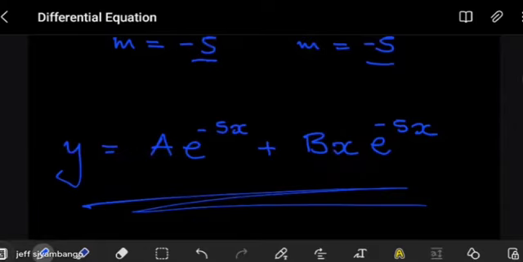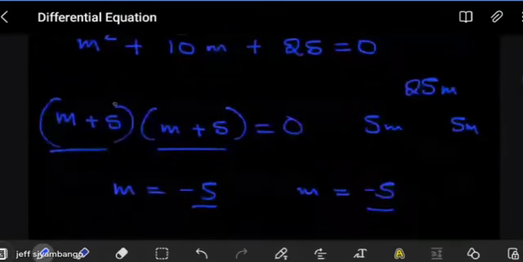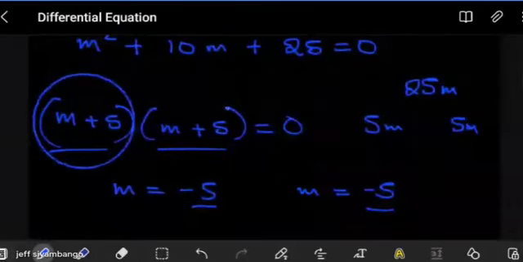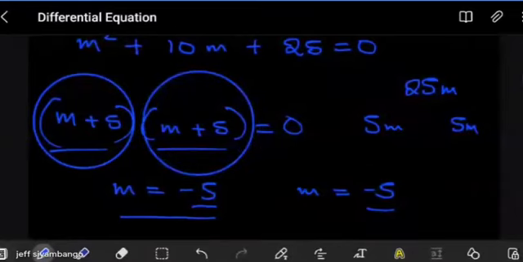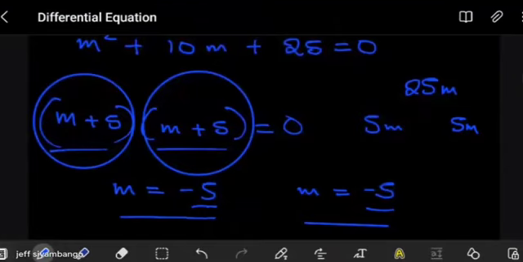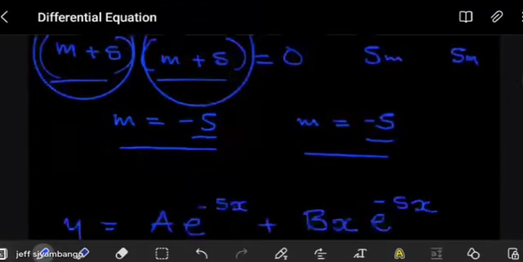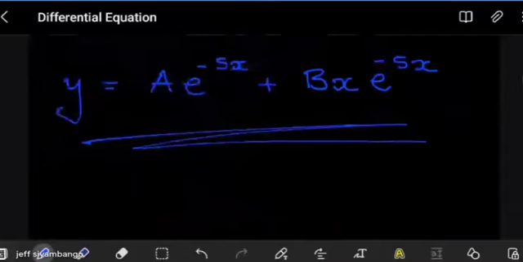Yes. So again, this is what I was saying. In this case, when you work out the quadratic equation, you have this and you have this. From the first one, you get m equals negative 5. From the second one, you get m equals negative 5 again. So it's like m1 is equal to negative 5, and m2 is also equal to negative 5. Okay, so this is how it is going to turn out.